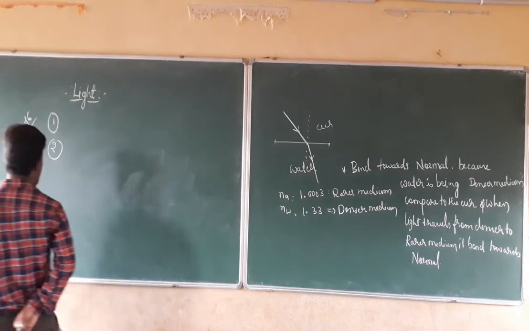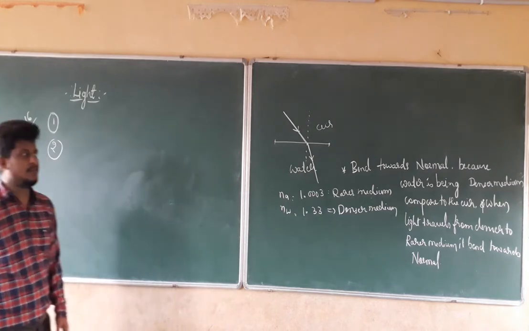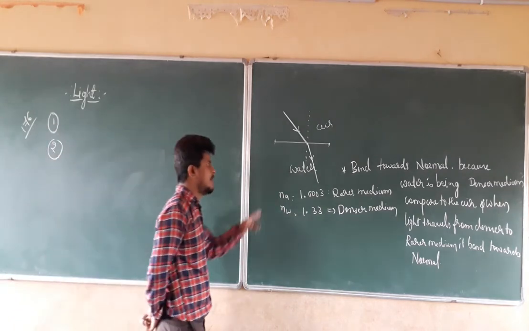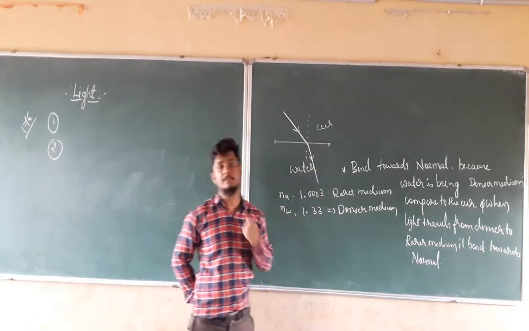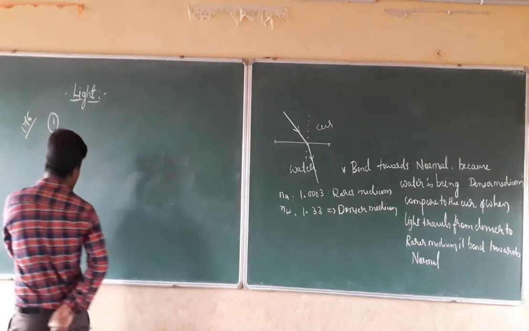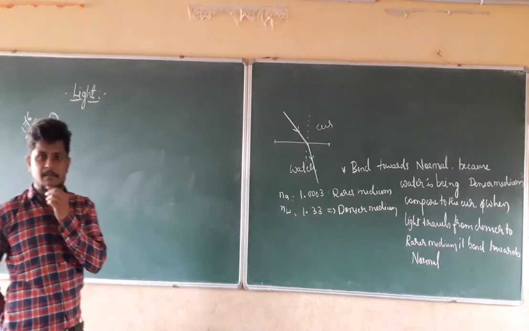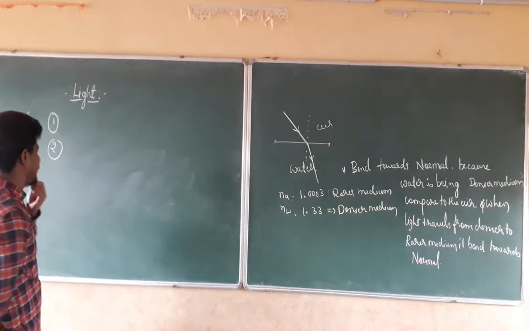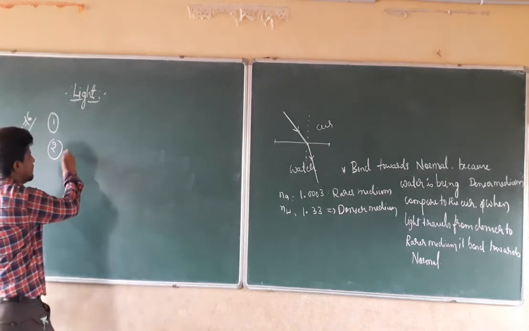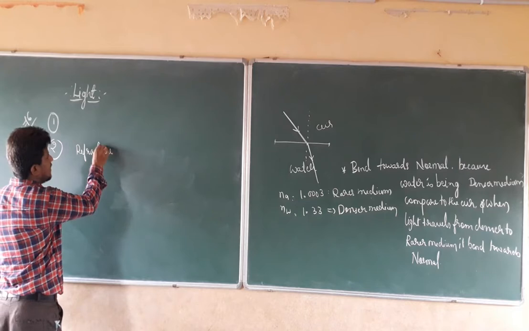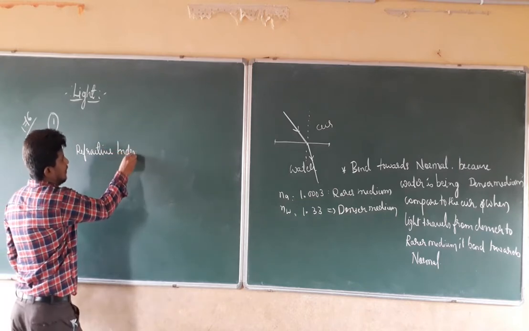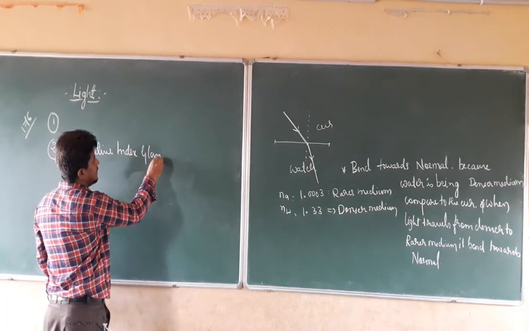When we check the second question, the light is traveling from air medium to the glass medium. Right? The refractive index of the glass medium is given as 1.50.